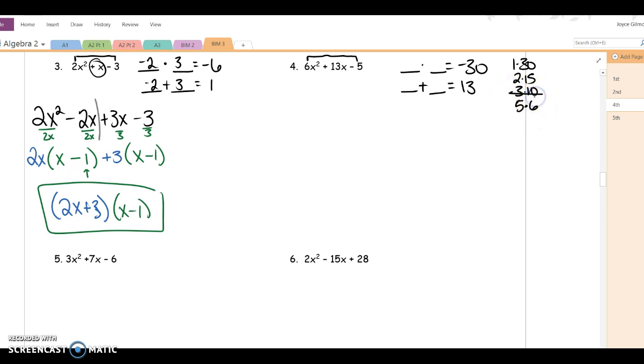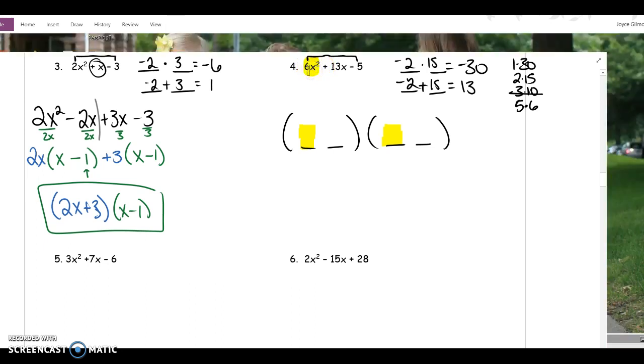It's not 3 times 10. Which one is it? Negative 2 and positive 15. Okay, I am going to draw out a factoring skeleton. Now, this blank and this blank, when you multiply them together, they give you 6x squared. What times what would give you 6x squared? 3x and 2x, probably.